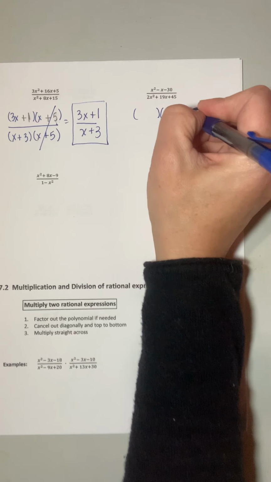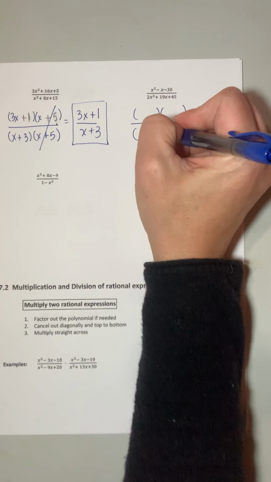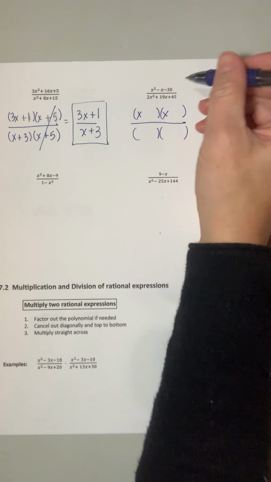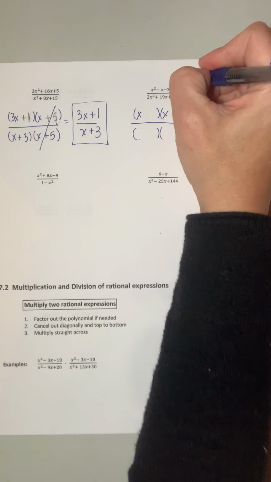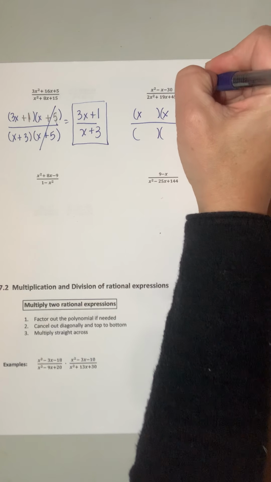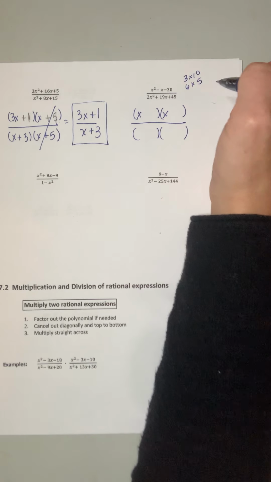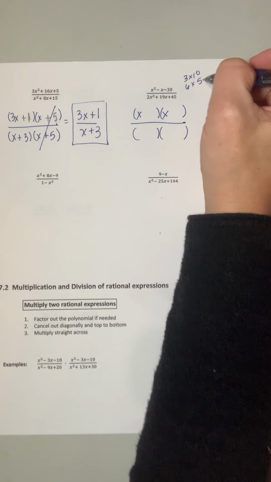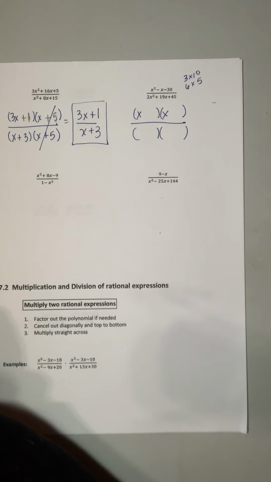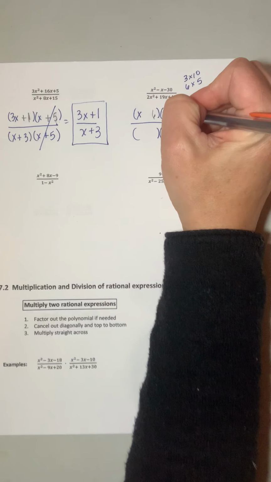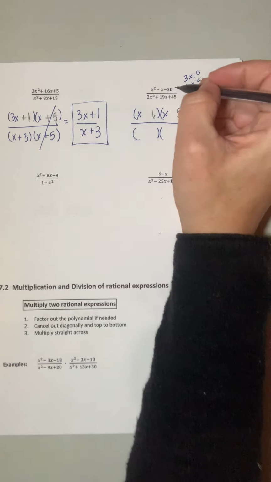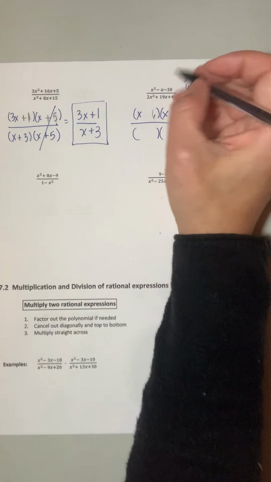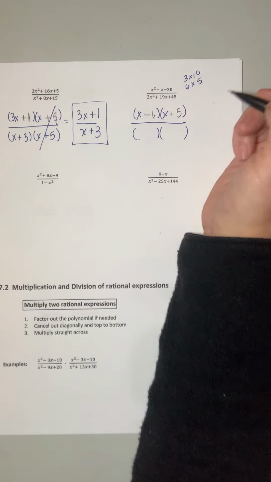All right, factor these. So I have x and x, I need 30. 30 would be 3 and 10, would be 6 and 5. Can either of those get me a 1? 6 minus 5 can, so let's try 6 and 5. So let's see, I need a negative 30, I need a negative 1. So negative 6 plus 5 would give me a negative 1.